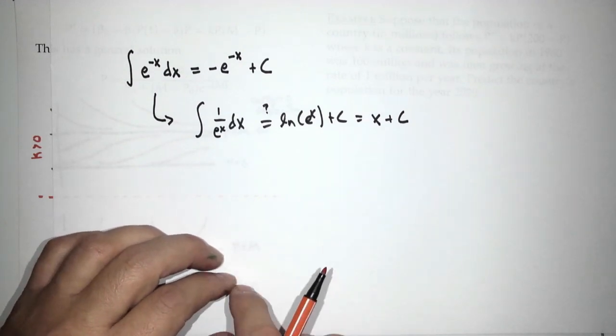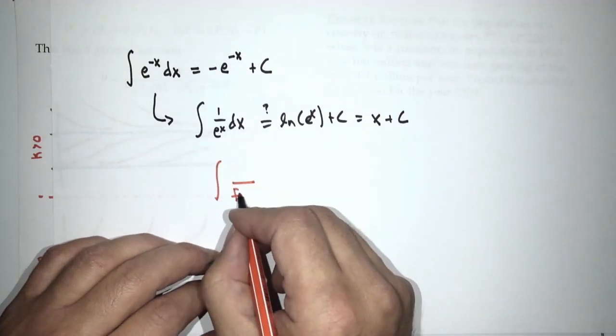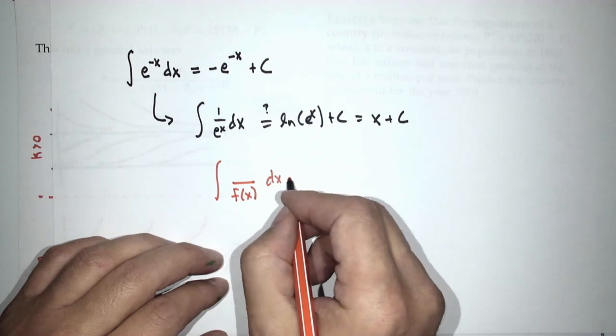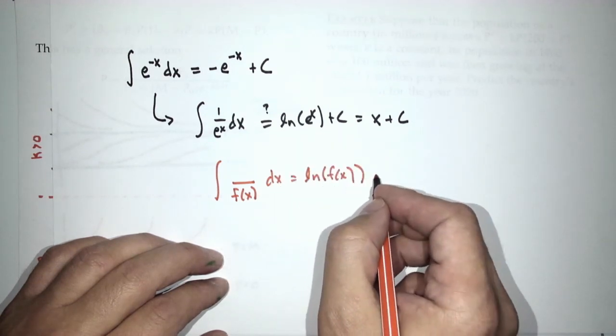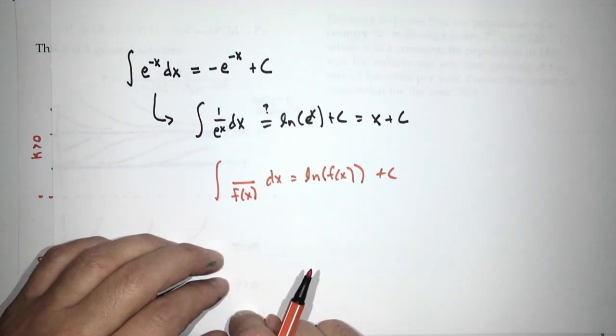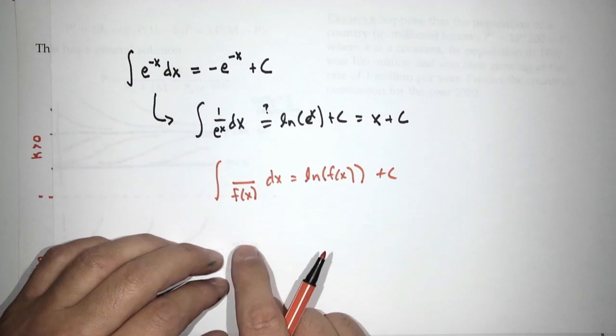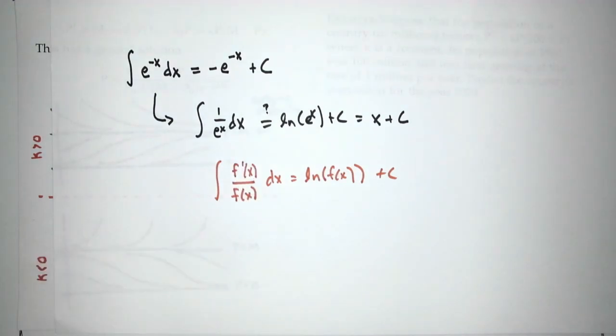Why not? Well, when is it true that when you integrate something with a function downstairs, you do end up with natural log? Now, I've left a suspicious gap. What fills that gap? f prime. So it is the case that if you have a function downstairs and you have the derivative upstairs, then when you integrate that, you do get a natural log.